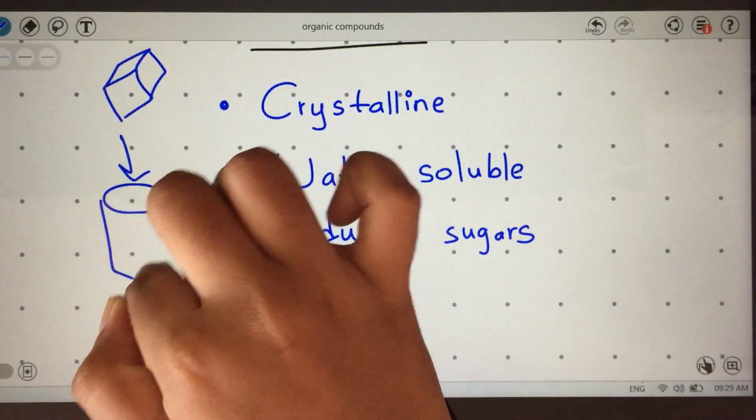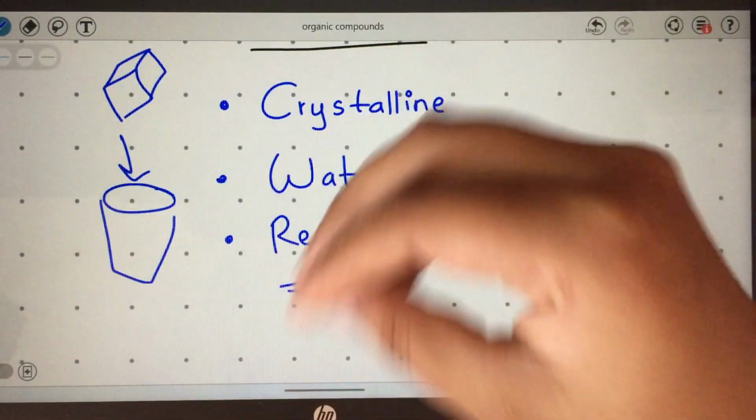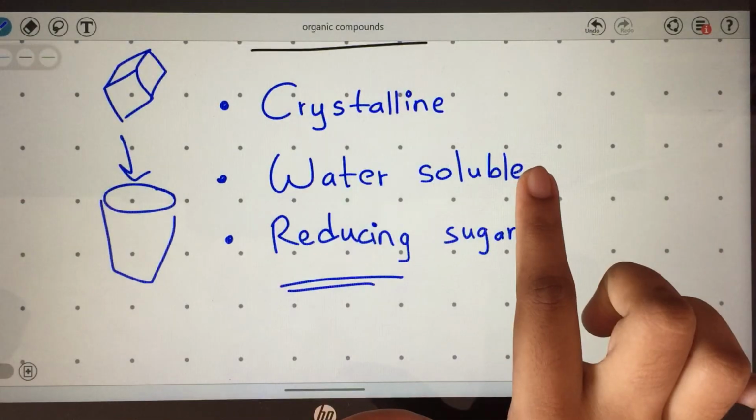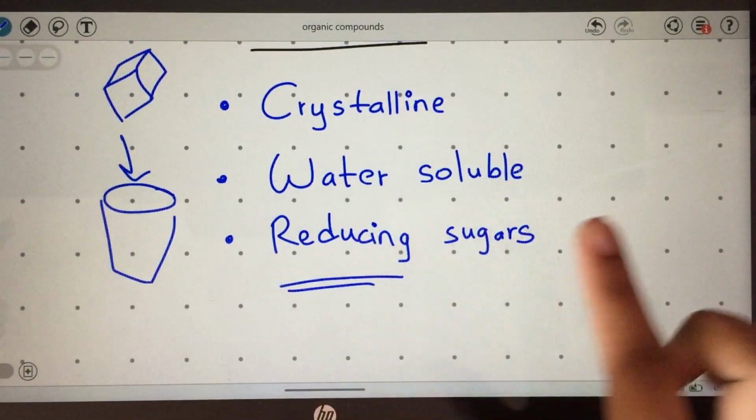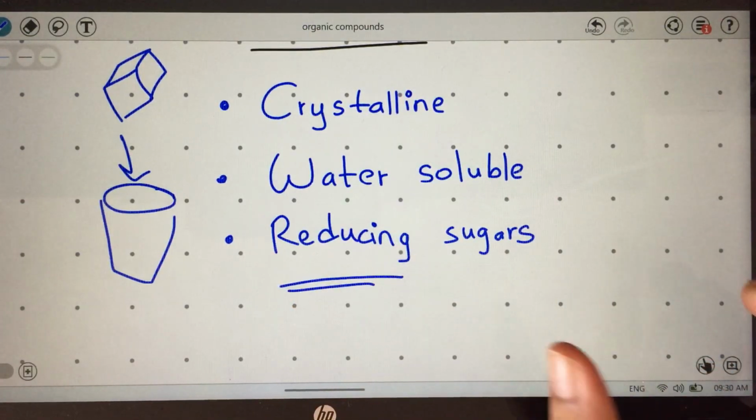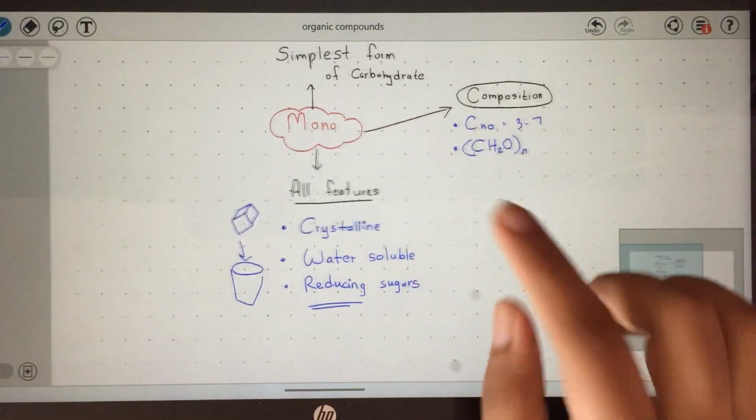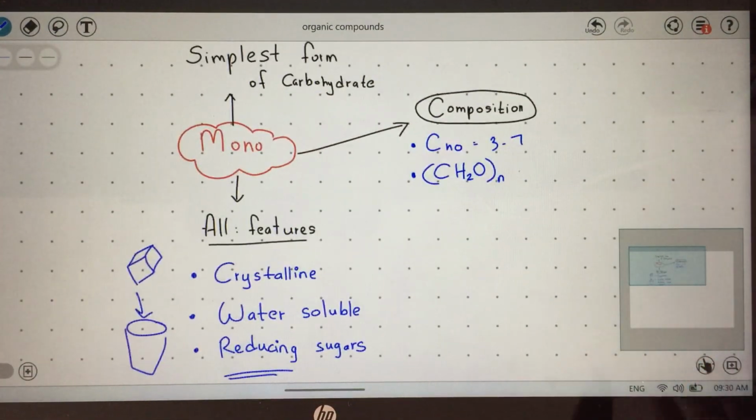So how can you add it to the tea? By dissolving it in the water. So it's water soluble. And also you can say it's reducing sugars. Okay. Now this is about the features common to all monosaccharides.